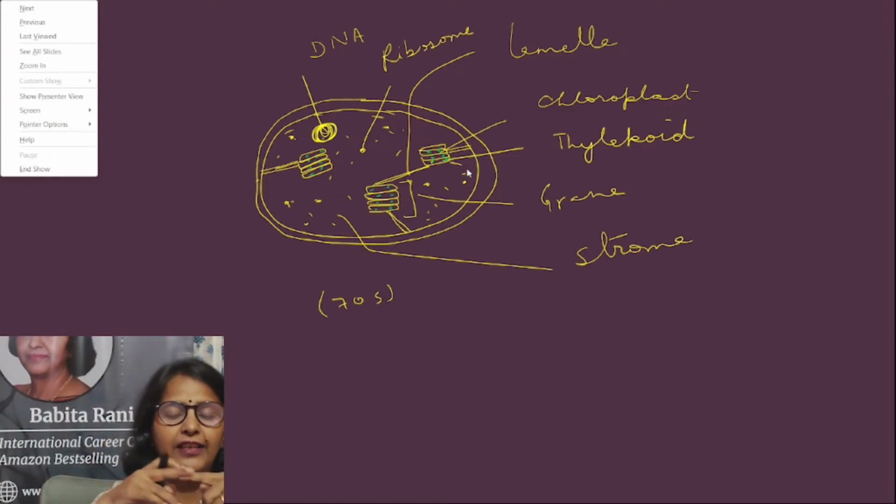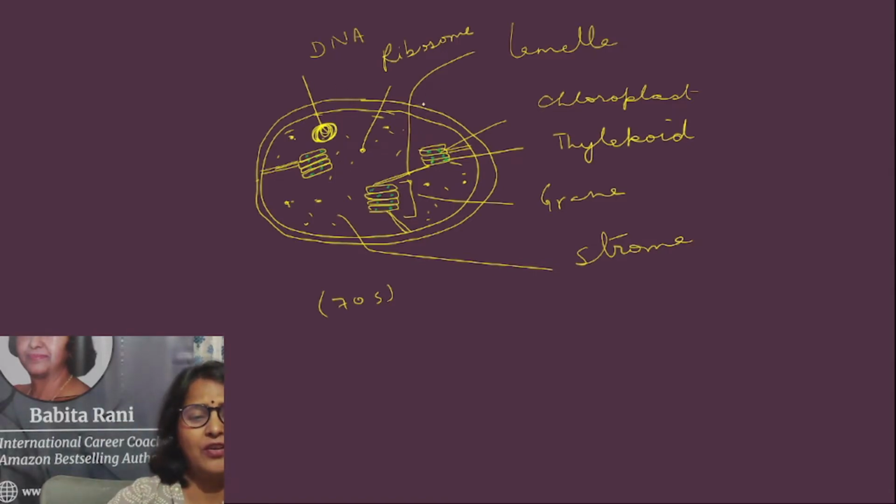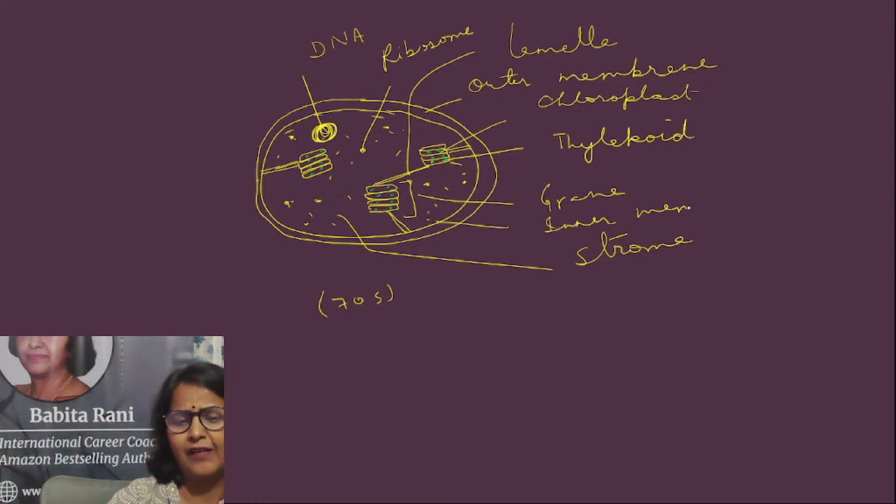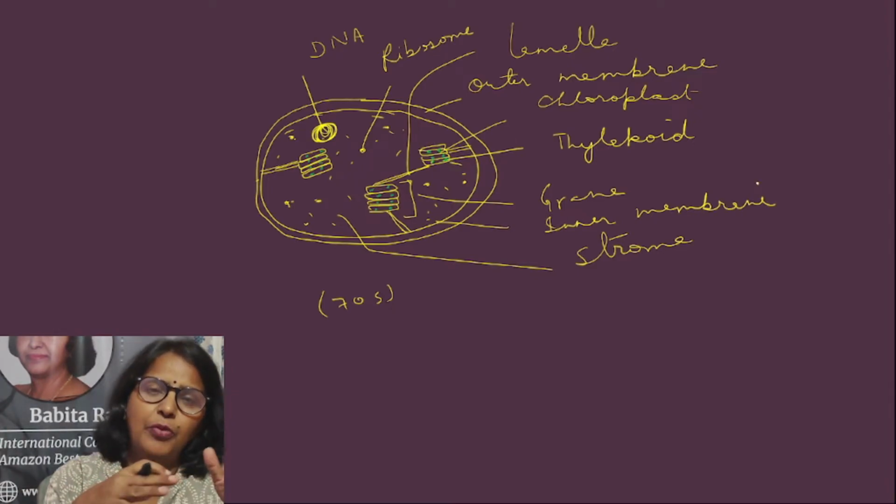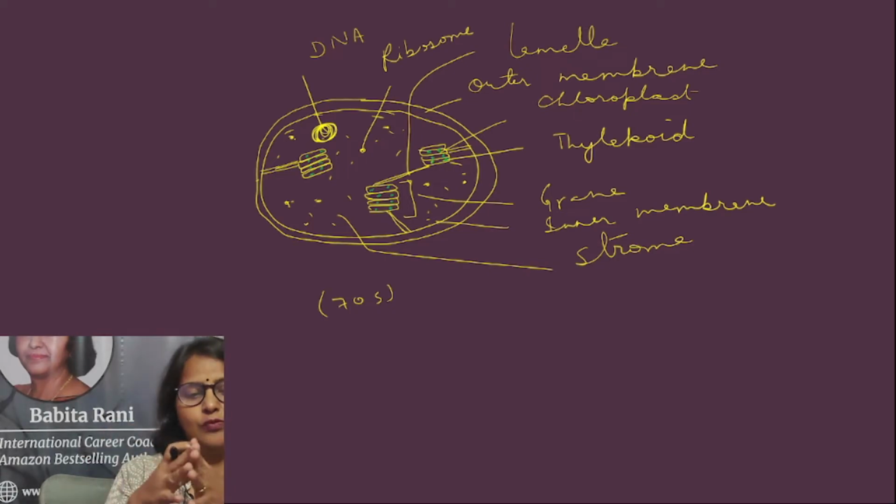Two membranes are there, the outer membrane and the inner membrane. I have not written outer membrane over here. So two membranes are there, outer membrane and inner membrane. Both of them are smooth.